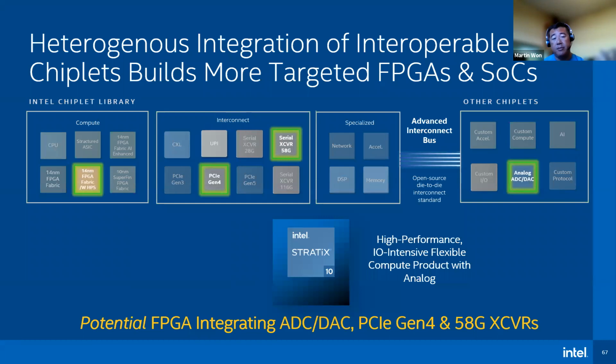So for example, we could choose to combine the analog chiplet that I'm showing you on the right-hand side, outlined in green, with a 14 nanometer FPGA fabric, and chiplets for PCI Express Gen 4 and 58 gigabits, providing a high degree of design flexibility combined with high performance ADC DAC functionality, as shown in this example. Next slide, please.